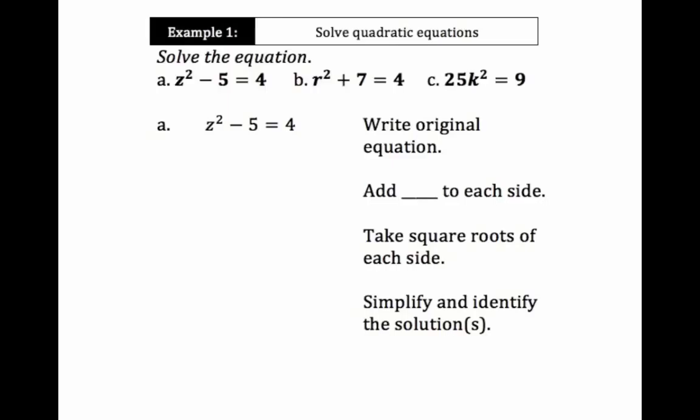We're going to start nice and easy. If we have these equations, a, b, and c, we're going to take them one at a time. So first we're going to look at equation a: z squared minus 5 equals 4. So step 1, write the original equation. Woohoo, I did that for you. Step 2, we're going to add something to each side. We want to isolate what is being squared. We want to have nothing on this side except for a variable or as close as we can to just a variable being squared.